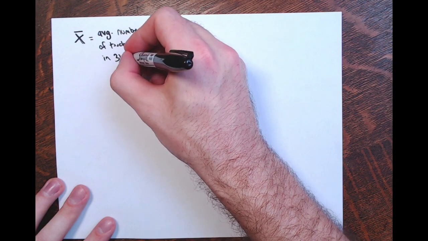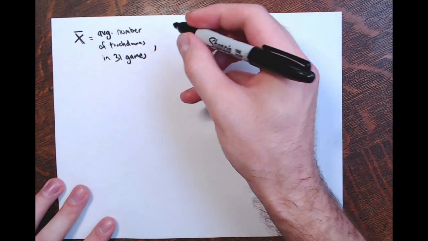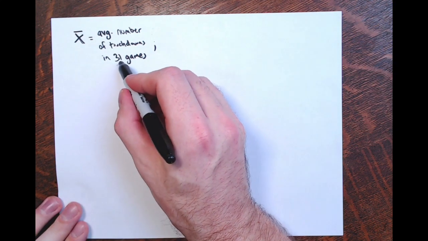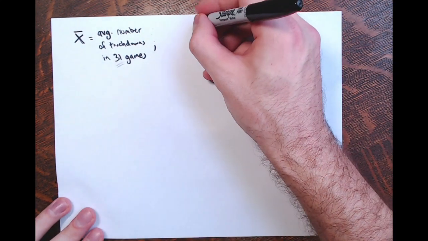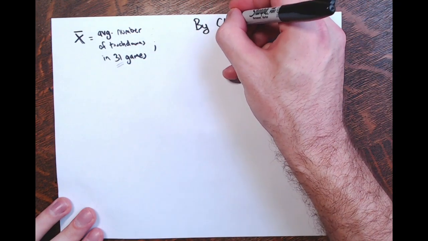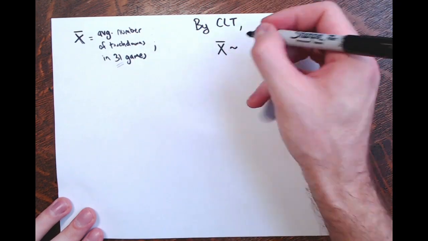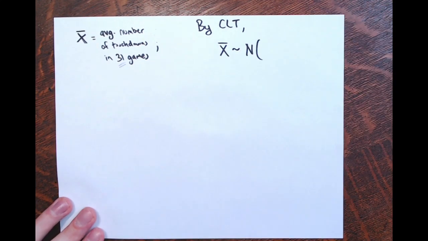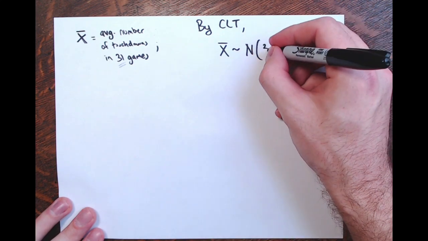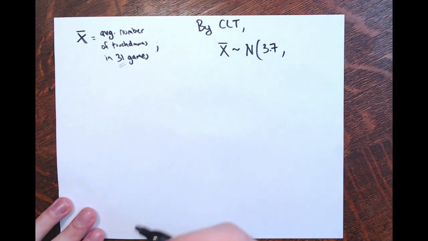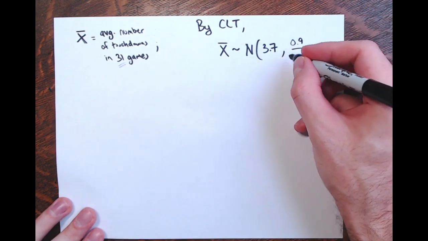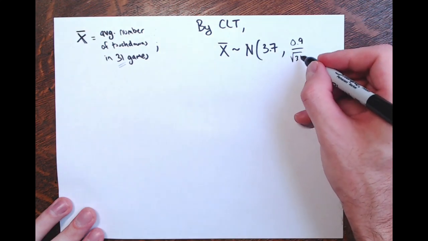In groups of 31 games. Right. And since it doesn't matter what the original population is, this is a sample size of 30 or greater. So by the central limit theorem, the distribution of these means, this x bar, is normal, and the mean of these x bar, the mean of the means, is the mean of the population, which they told us was 3.7. And the standard deviation of these x bars was the standard deviation of the population, 0.9, divided by the square root of the sample size.